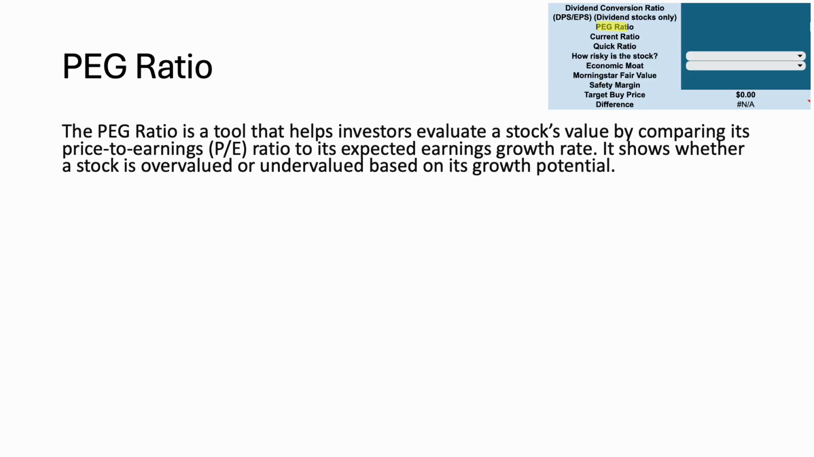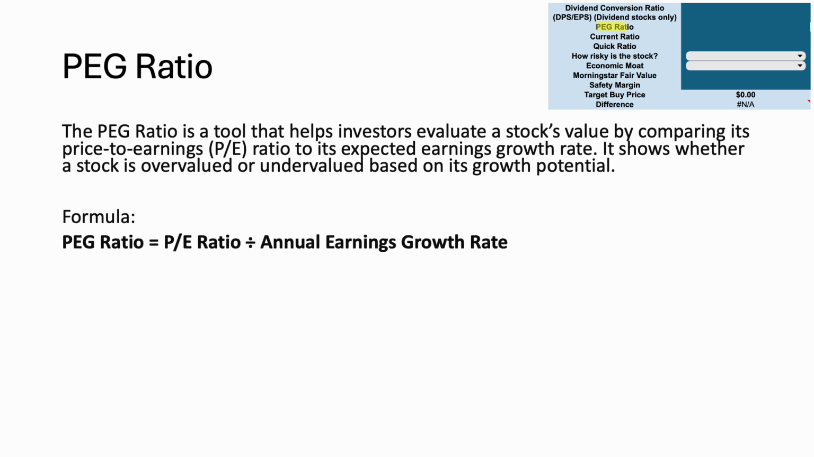The next thing I'm going to look at is the PEG ratio. The PEG ratio is similar to the price to earnings ratio that we went through, the PE ratio. The only difference is this takes into account the future growth of the company as well. The way it's worked out is you get the PE ratio and you divide it by the annual earnings growth rate.